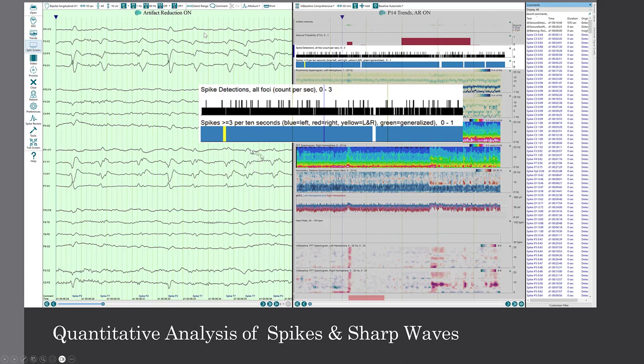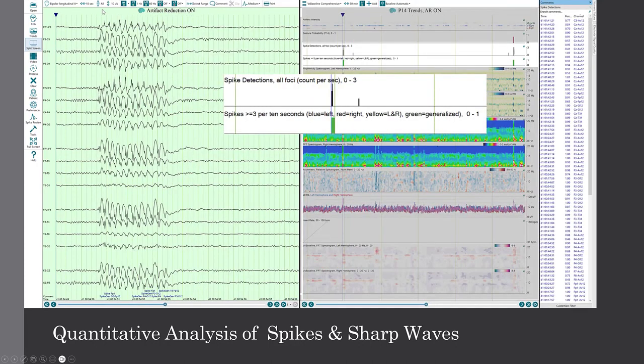Here we have LPDs, and the spike detections are pretty solid throughout. On the lower trend, we're seeing that there's greater than 3 per 10-second page. That's true, and this is pretty solid blue, indicating that these are left hemisphere detections. So let's look at spike bursts. This is a short run of generalized spike discharges, and as expected, that's rendered in green. The spike detections, all foci, go all the way up, indicating 3 per second or greater, and these are classified as generalized detections in the trend.